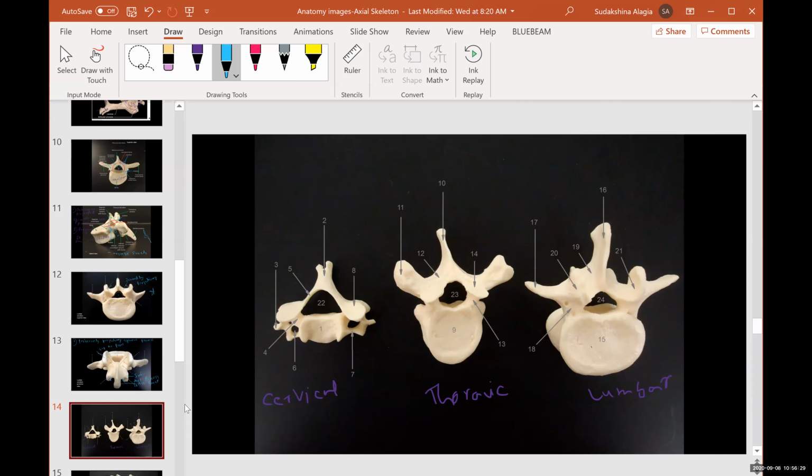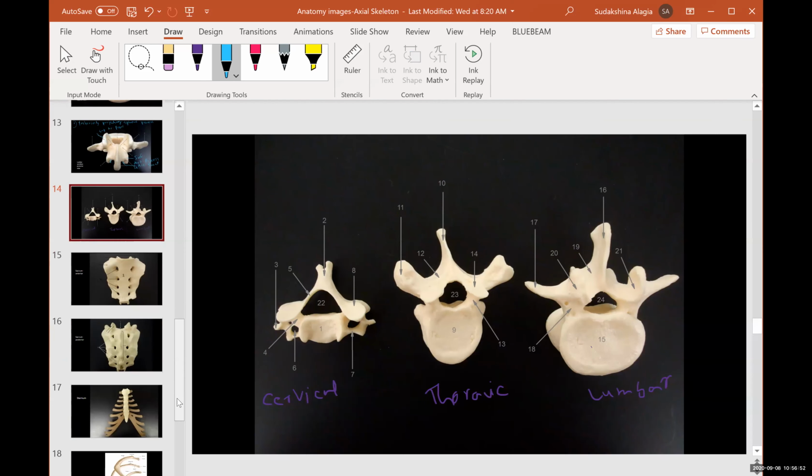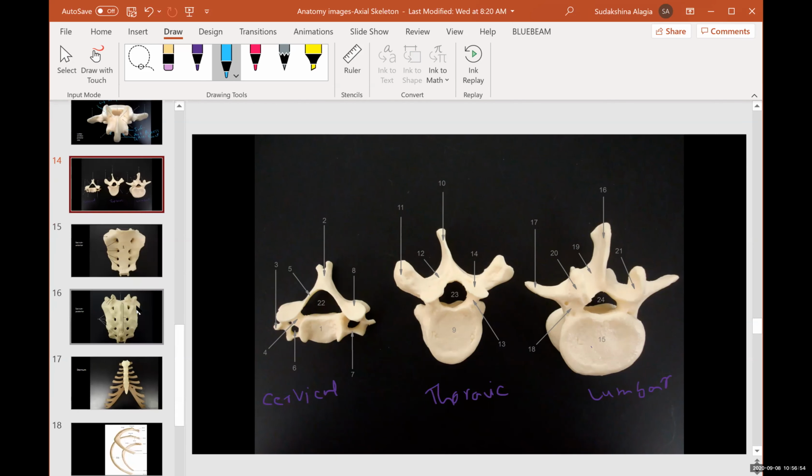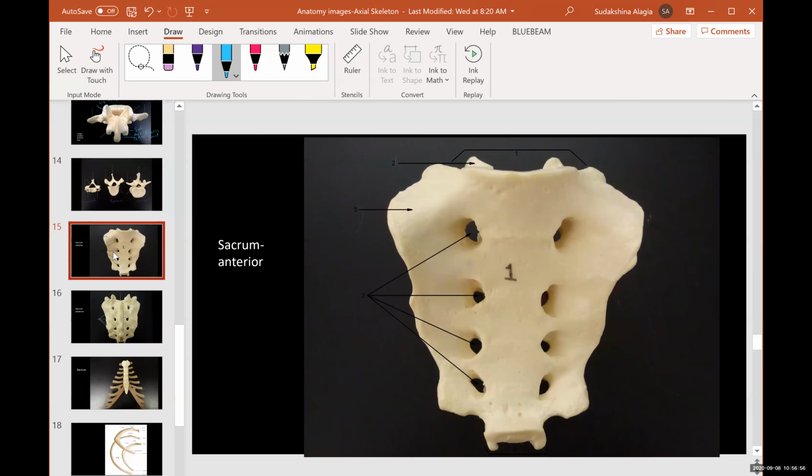And here is a comparison of all three. I would strongly recommend that you use this file to do a little bit of self-study. Label whatever you can label. Question?